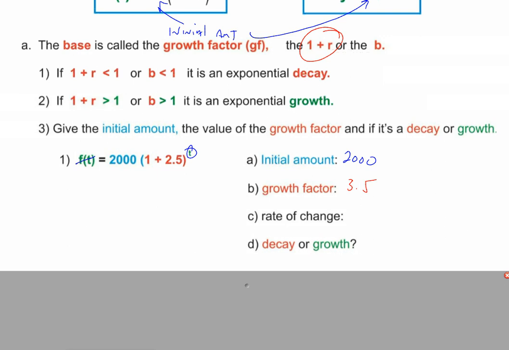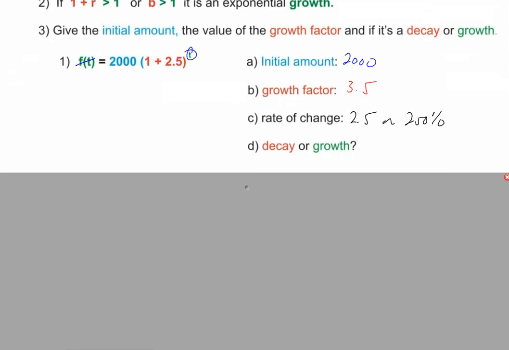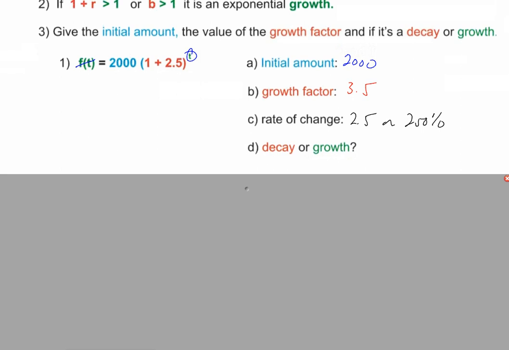What is the rate of change? The rate of change is just the r. So what's 2.5 in percent form? You could say 2.5, or if you want percent, it'd be 250%. Sometimes they'll want it in decimal form, and sometimes in percent form. Go back to pre-algebra: how do you change a decimal into a percent? Multiply times 100%, or move the decimal point 2 places to the right and put a percent symbol. So 2.5 is 250%.